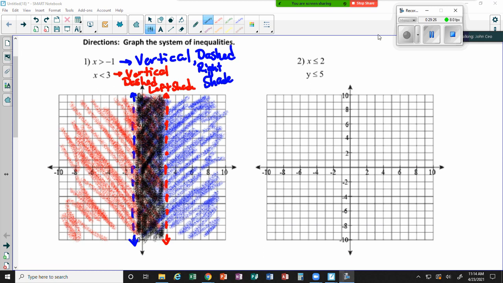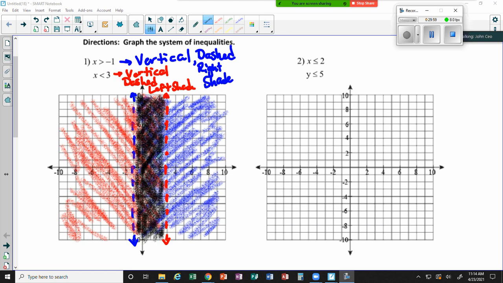Okay, both of these just have an x and no y, so they're both vertical lines. They're both dashed, because this one's greater than and this one's less than, with no equal to. The top one, I want all the x values that are greater than negative 1, so that would be going to the right. The second one, I want all the x values that are less than 3, so that would be going to the left.